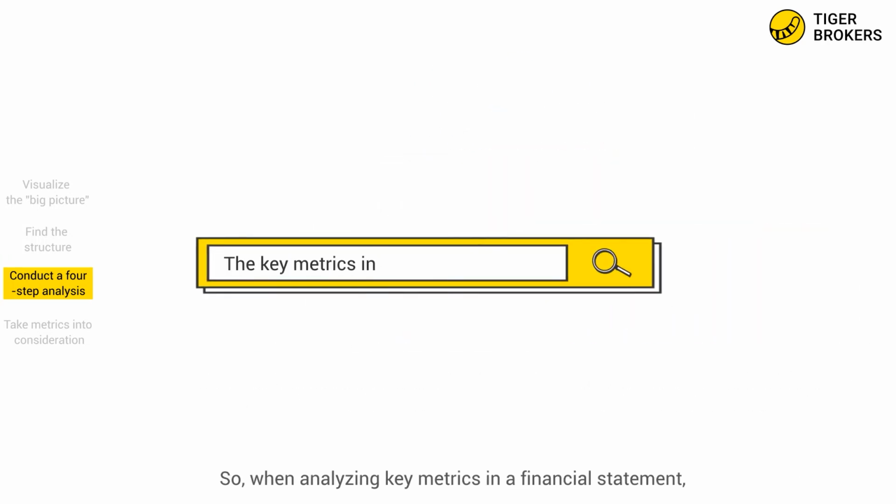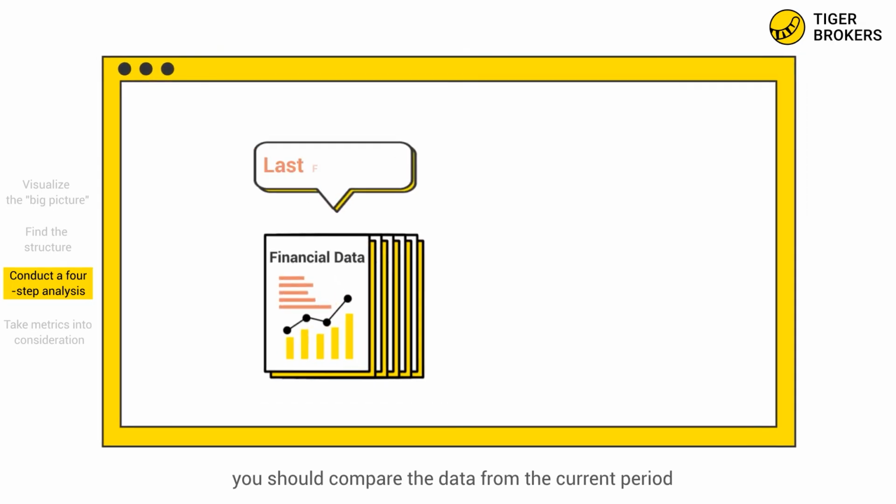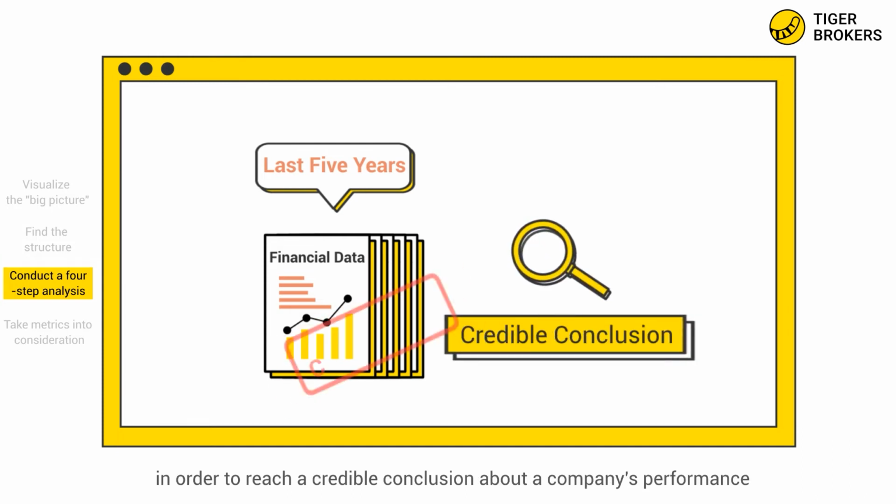So, when analyzing key metrics in a financial statement, you should compare the data from the current period with that from at least the last 5 years in order to reach a credible conclusion about a company's performance.